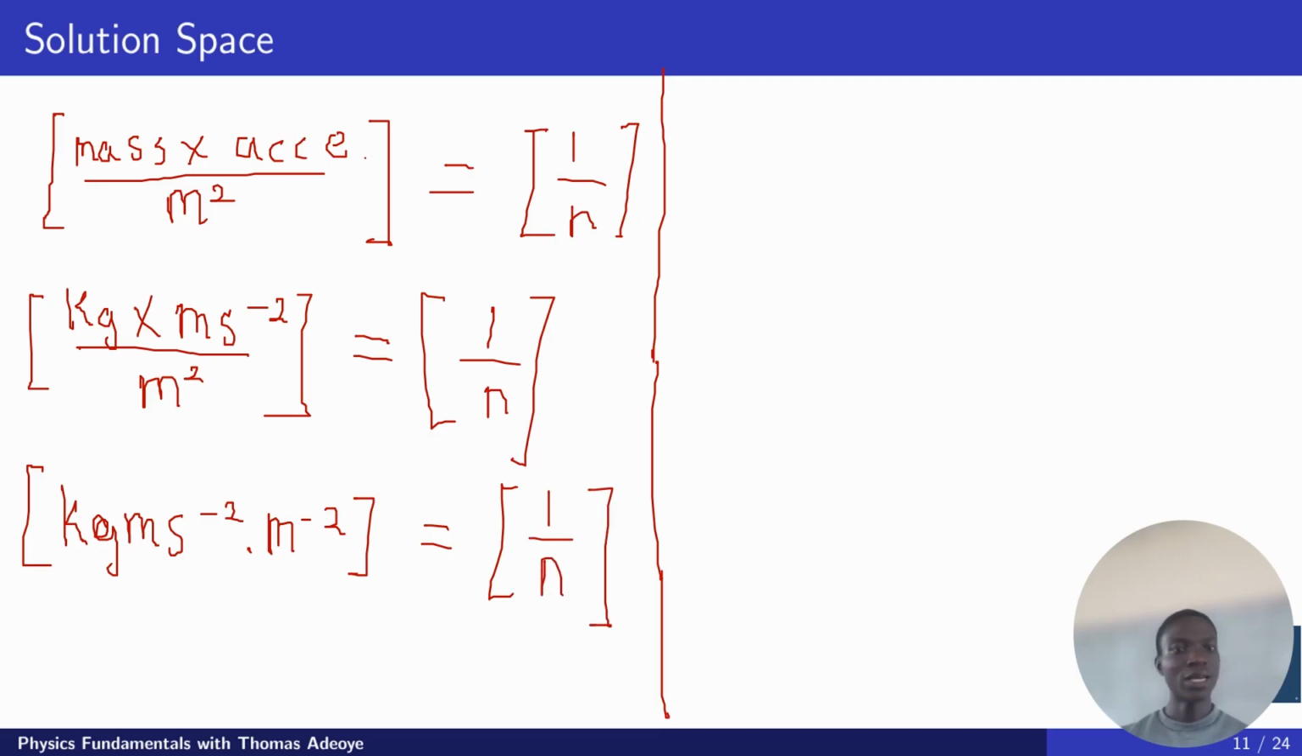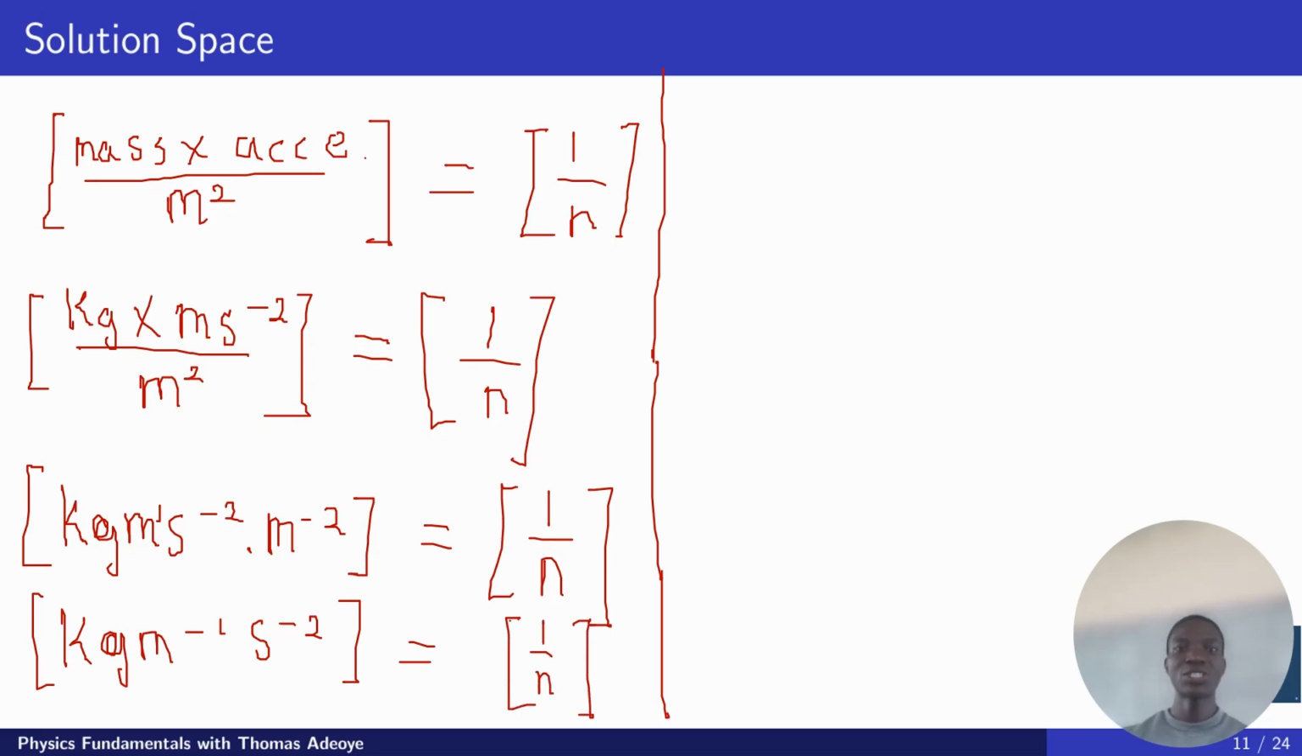Good. And the next thing is here, this is m raised to the power 1 multiplied by minus 2, that will be 1 minus 2, and we have minus 1. So this becomes kg m raised to the power minus 1 s raised to the power minus 2. Good. And this will equal 1 over N again. Then let's proceed. What is now the dimension of kilogram? Yeah, that's capital M. Oh, good.